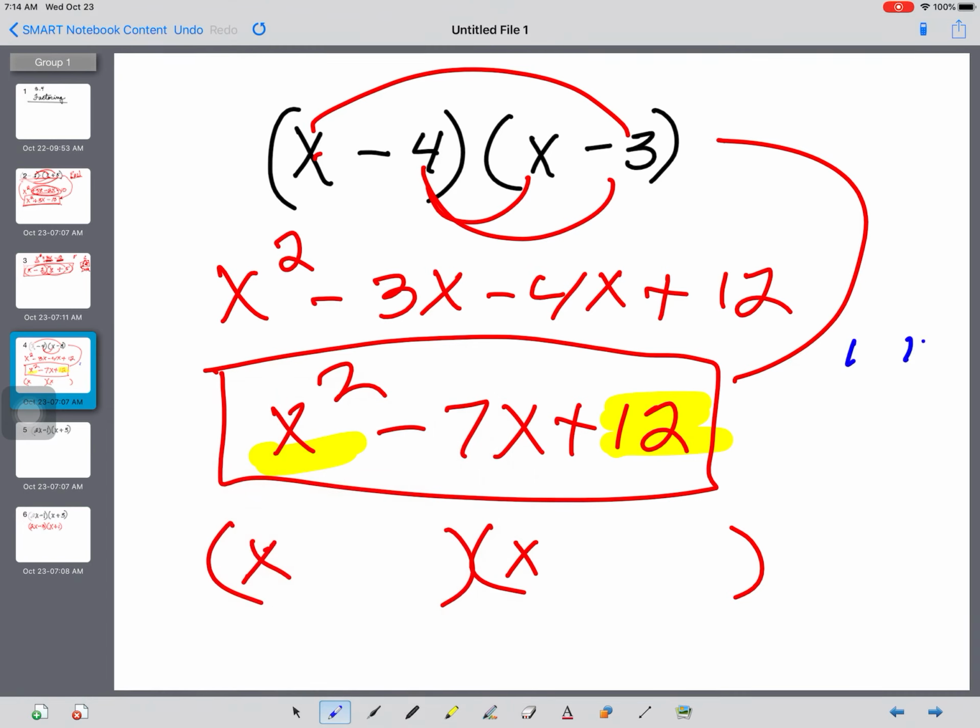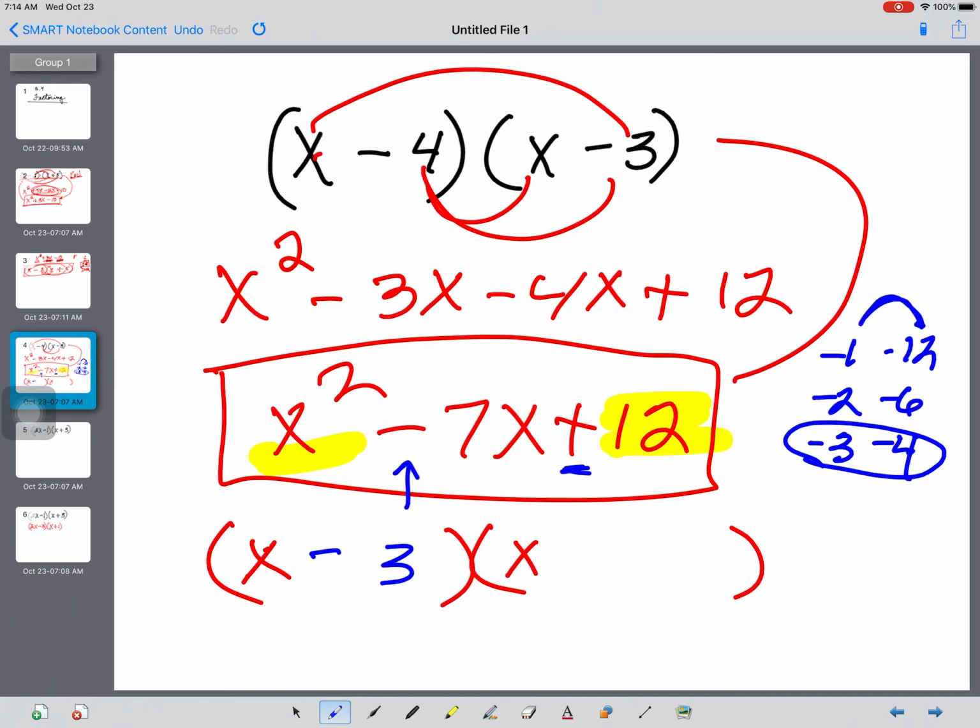To 12, I could have 1 times 12, 2 times 6, or 3 times 4. Keeping in mind that the 12 is positive, both of these need to be the same sign. But notice that the middle term is negative, so I need numbers that multiply together to be positive 12, but add together to be negative 7. Two negatives multiply together to give positive 12. As I play around with this, the negative 3 and the negative 4 are going to work to give me the negative 7 in the middle.